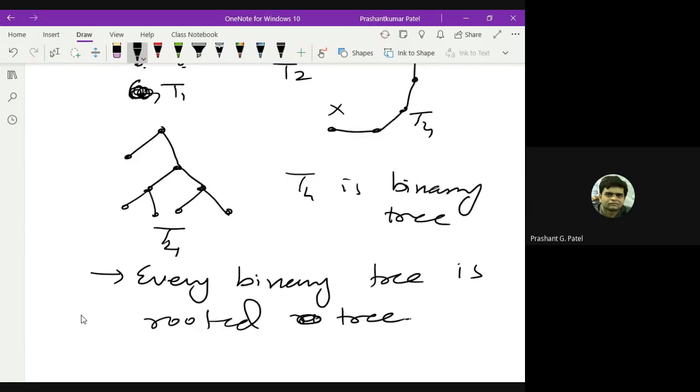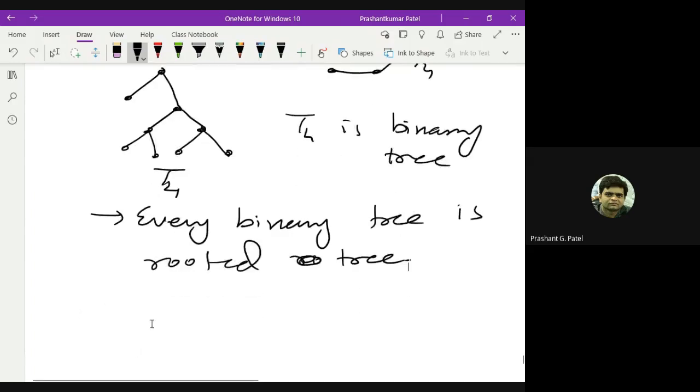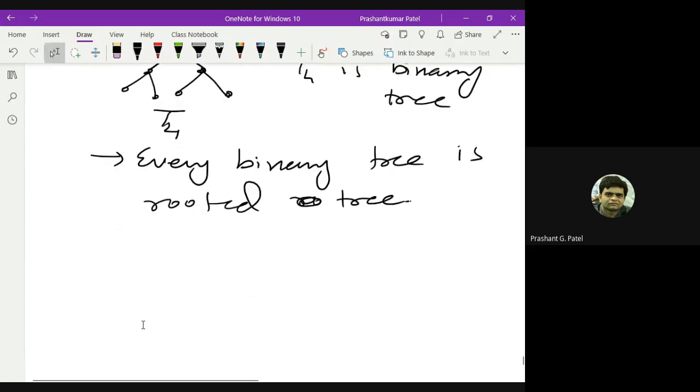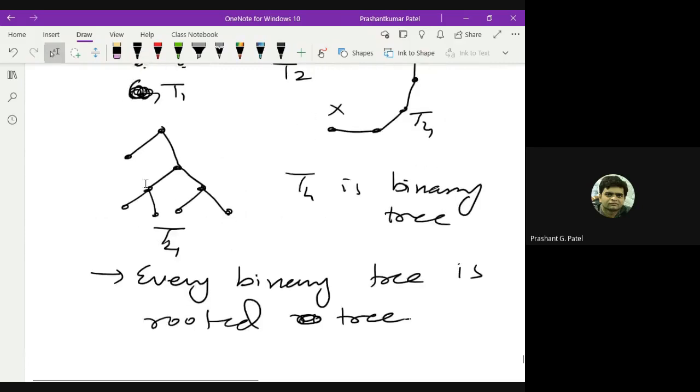How many vertices should a binary tree have? Will it have an even number of vertices or an odd number of vertices? Think and give the answer. What will happen if it has an even number of vertices? Just think about that.